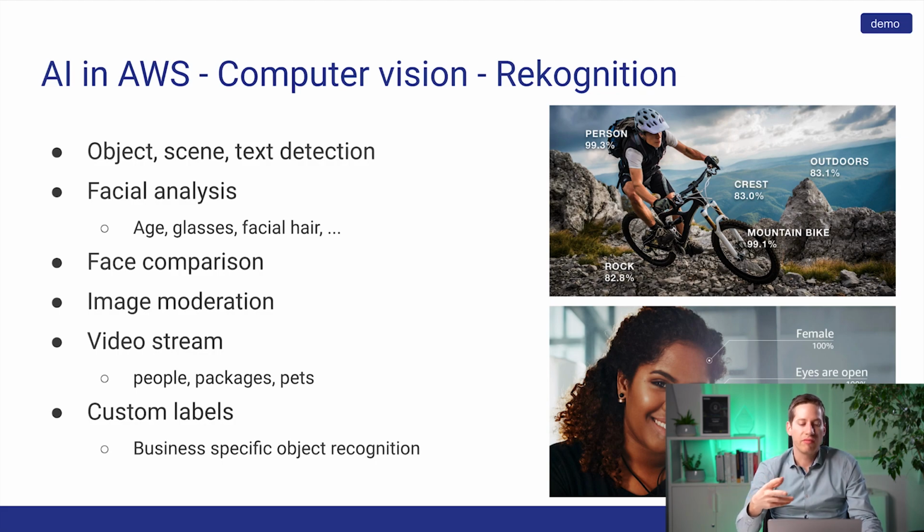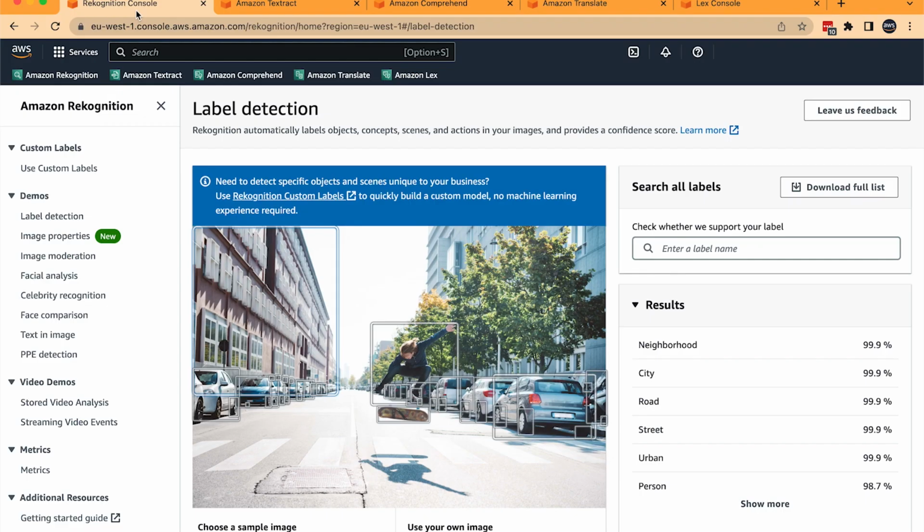You can also define custom labels, for example for business-specific use cases. You might want to train these models to detect some objects that are related to your business, and those are unique, and you have a lot of images, so those can be used for training these models.